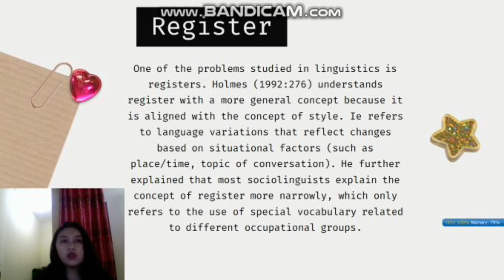Other characteristics of register. The first is language variation based on the issues, determined based on what is being done. The second is reflecting social processes or various social activities.